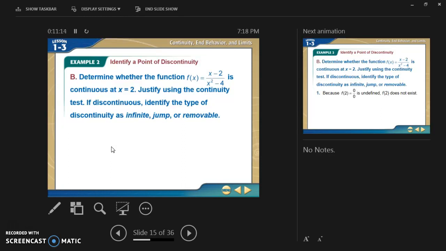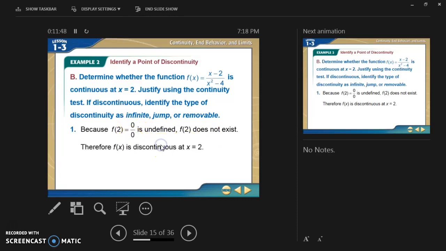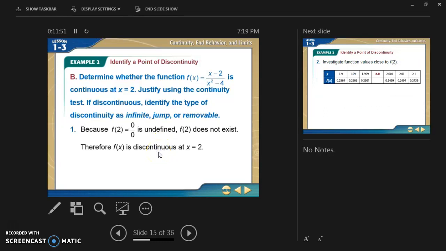Look at this one. Does this function have discontinuity at x equals 2, or is it continuous? Again, we're going to look at the same tests, and then we're going to identify it as one of these if it is discontinuous. So, put in f of 2, okay, x equals 2, put 2 in, 2 squared is 4, 4 minus 4 is 0. So again, that's undefined. It doesn't even really matter what's on top, although it is 0 on top too, because you can't divide by 0. So f of 2 does not exist. So therefore it's discontinuous, okay?